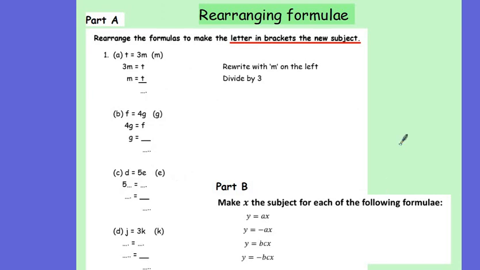And then, Year 9, please switch to your light blue books and have a go at these for me. 4 questions. Can you rearrange the formula to make the letter in brackets the subject? So here, you need to make M the subject, you need to make G the subject, you need to make E the subject, you need to make K the subject. For the first one, I've given you the first couple of steps. See if you can finish it off. For the second one, I've given you the first step. See if you can finish it off.